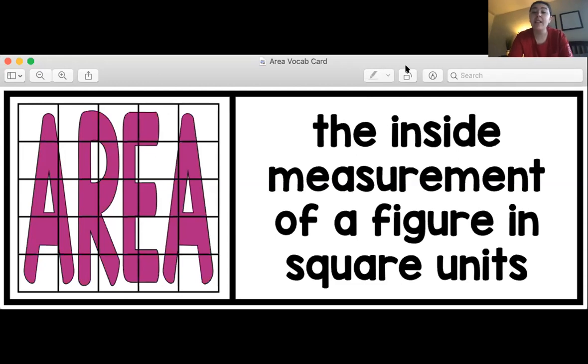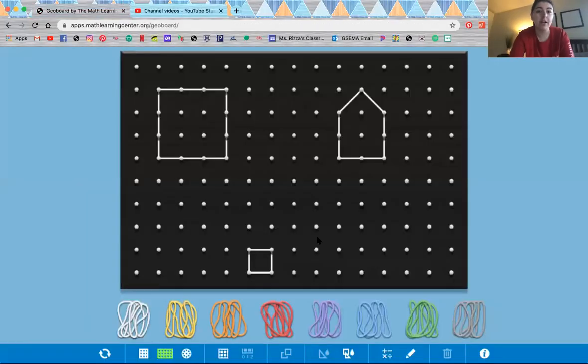So what we're going to do today is I'm going to show you my online Geoboard, and we're going to use that to help us figure out some area. I'm going to stop sharing this and start sharing the Geoboard. You'll notice I already drew some shapes, and I have this square at the bottom. When we measure area, each square is made up of a 4-peg square. This is the smallest square we can make on a Geoboard, and a 4-peg square is 1 unit of measurement.